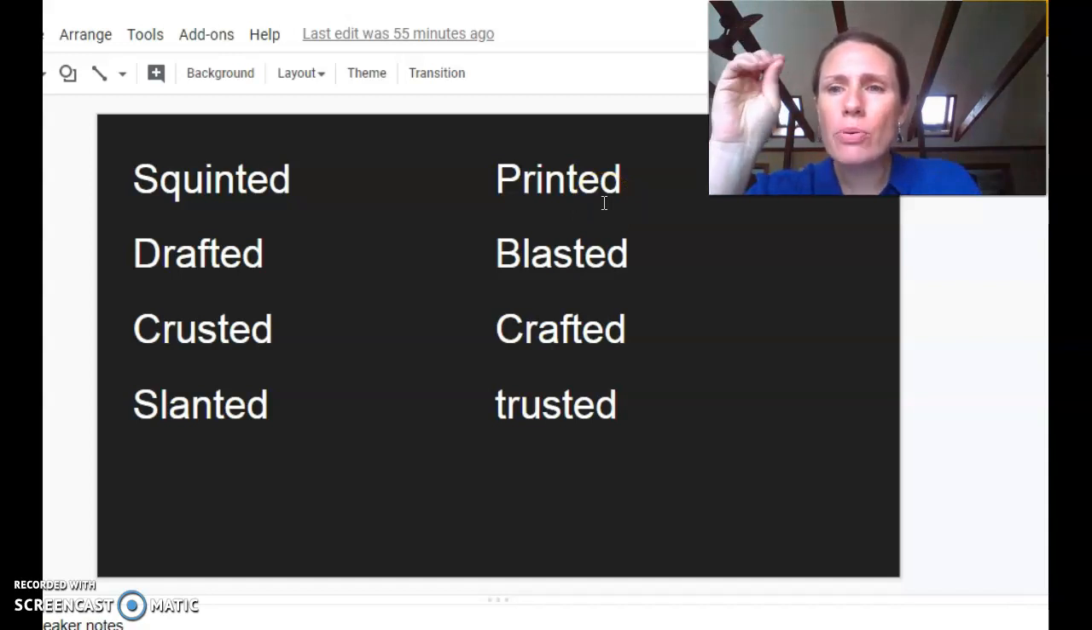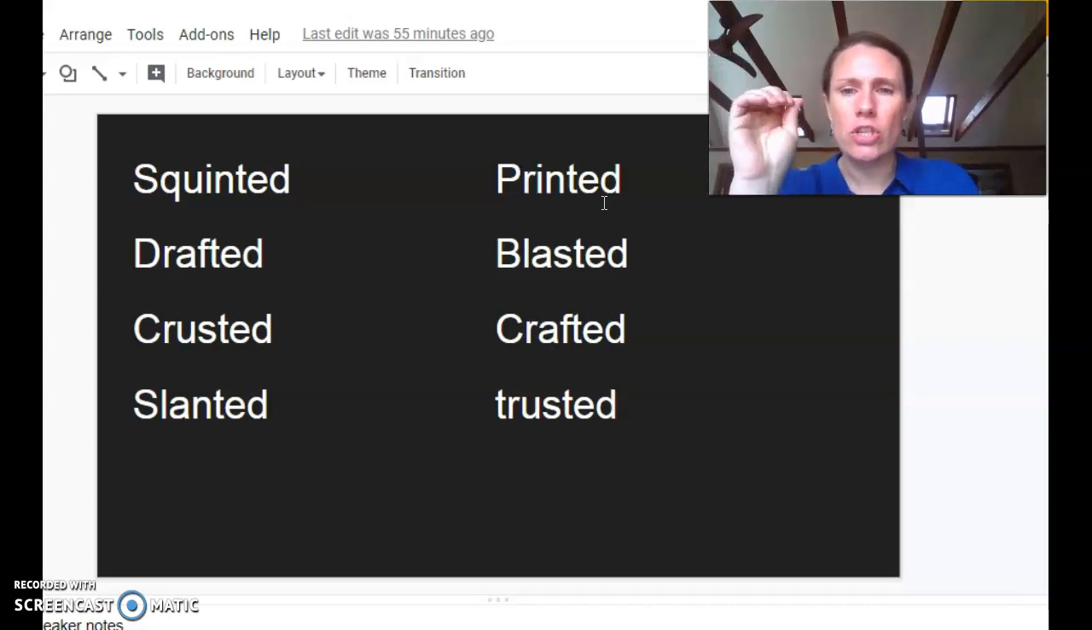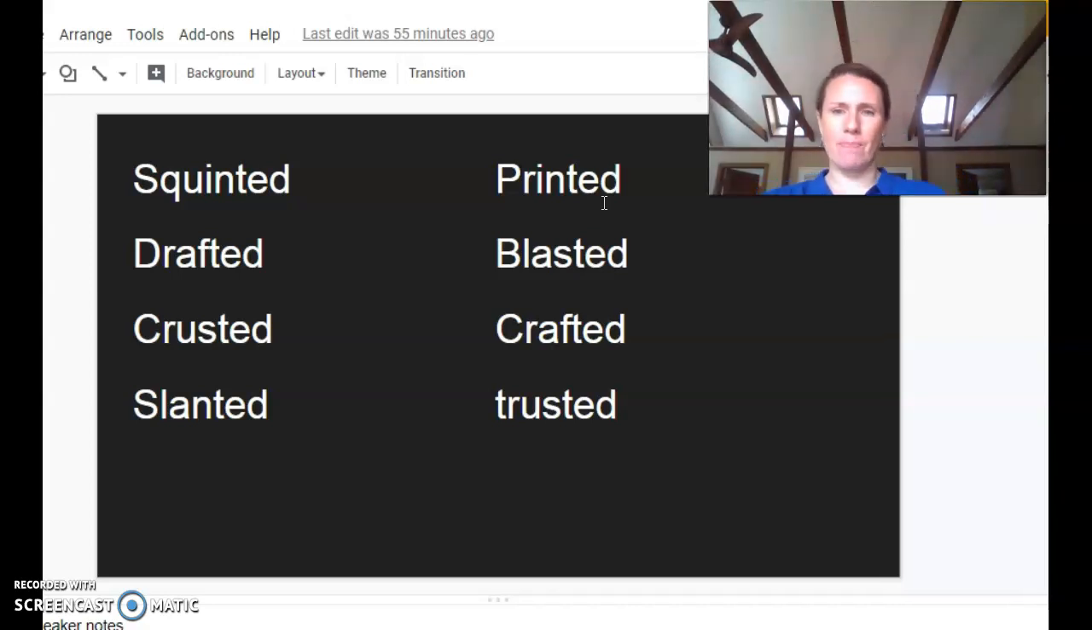Print. Printed. Blast. Blasted. Aft. Craft. Crafted. Trust. Trusted. Okay, these words can be a little bit tricky. Take your time and practice them as many times as you need.